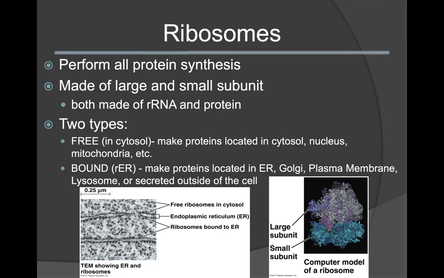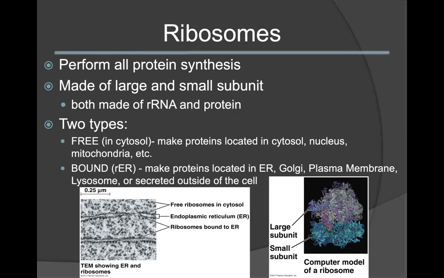Some of these ribosomes will be bound to the rough ER. These ribosomes are responsible for making proteins located in the ER, Golgi apparatus, plasma membrane, lysosome, or any proteins that are going to be secreted outside of the cell.